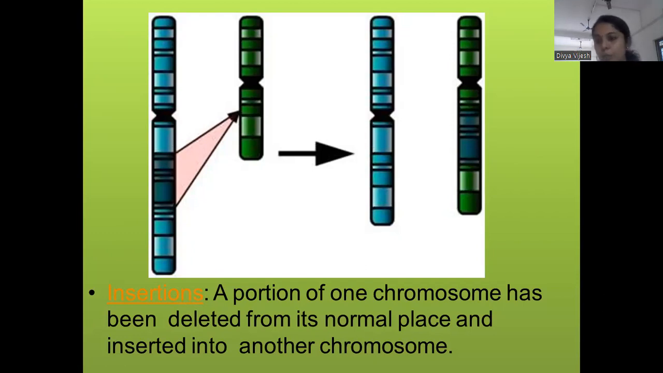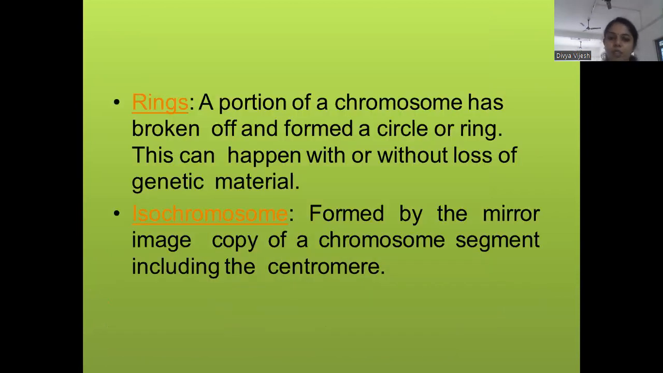And coming to the numerical abnormalities, you have Down syndrome, Turner syndrome, Klinefelter syndrome. Also we can see the ring chromosome. A portion of a chromosome has broken off and formed a circle or ring. This can happen without loss of genetic material. And also isochromosome, which is formed by a mirror image copy of a chromosome segment, including the centromere. So you have to study about the structural anomalies: deletion, duplication, inversion and translocation.